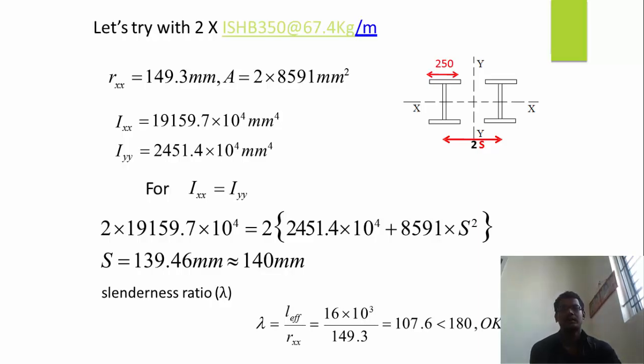For the new built-up column, the IXX and IYY are calculated from the following formula. 2 into IYY of the value given from the code is equal to 2 into I plus Ah squared. Here the h is nothing but S by 2. Hence, substituting and equating, we get the S value as 140 mm. We know that lambda is equal to L by r, where L is the effective length. So the effective length is 16 meters and r, the radius of gyration, is 149.3. Equating it, we get the lambda value, which is 107.6, which is less than 180. Hence, the section is safe.